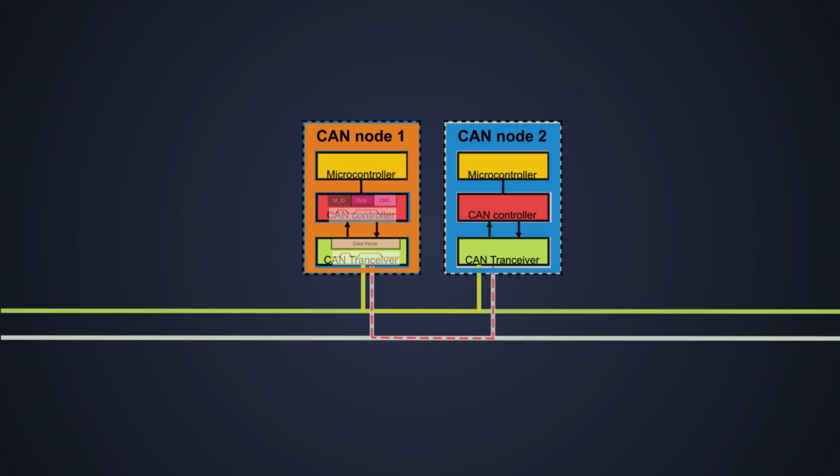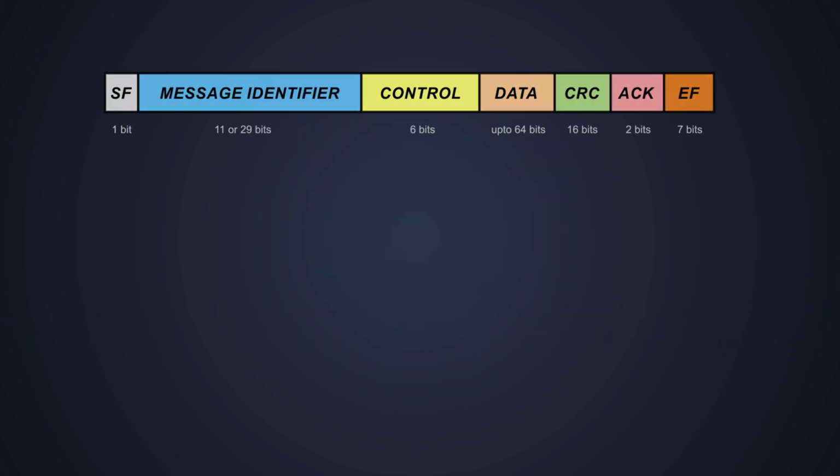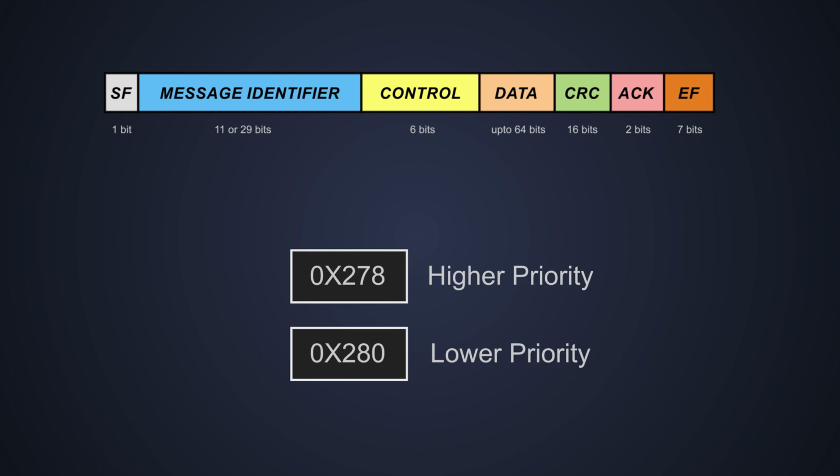The message priority allocation occurs in real time when the CAN bus is active and it is possible because of the message identifier bits, which occur during the starting of the CAN message frame, which we saw in our previous video. And assigning the priority of the message is quite simple. The lower the message identifier number is, the higher will be its priority.